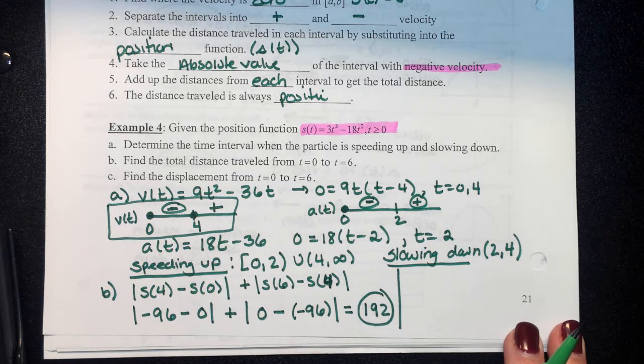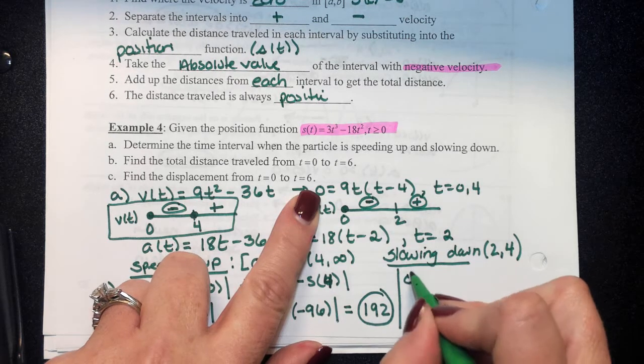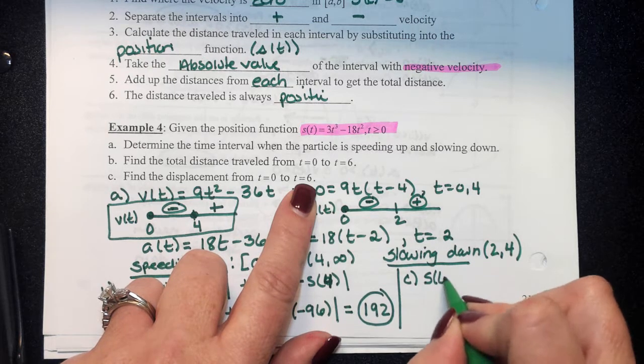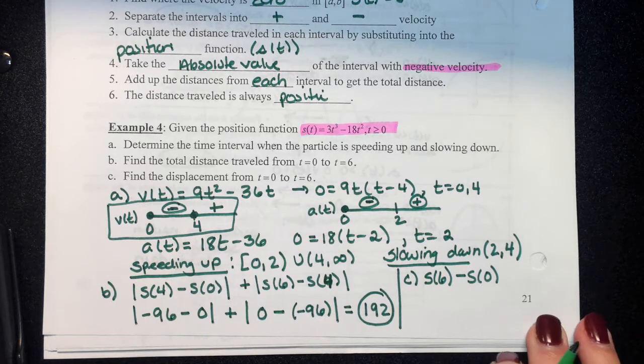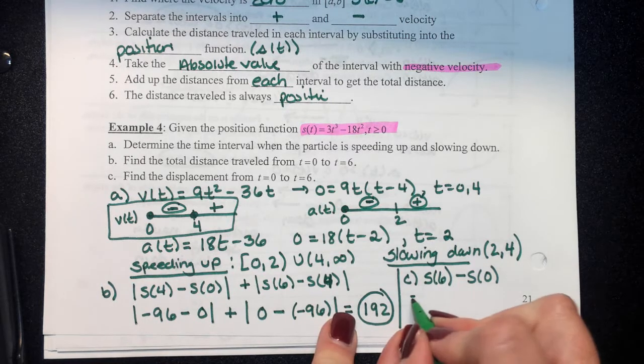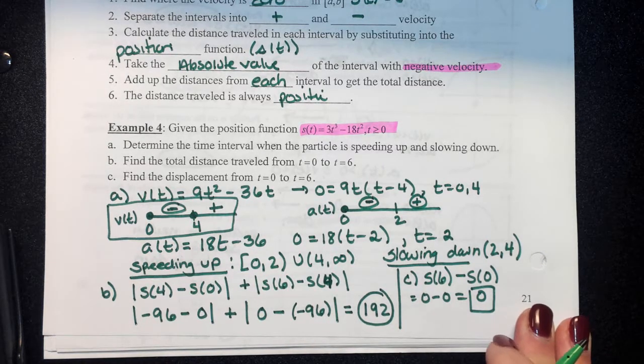And then to find part C, my total displacement, all I'm going to do is take the change in position, s of 6 minus s of 0. Well, we already know that s of 6 is 0, so 0 minus 0 is just going to give me 0. And remember, displacement tells you that you ended up exactly at the same place as you started. So you get a displacement of 0. Any questions on how you can calculate your total distance or your displacement? Good on that? All right, one last thing.